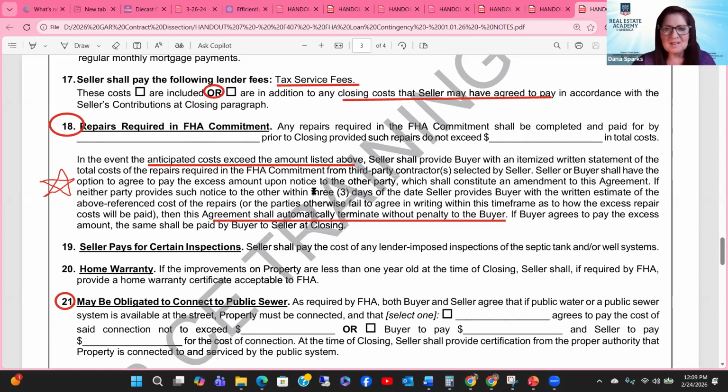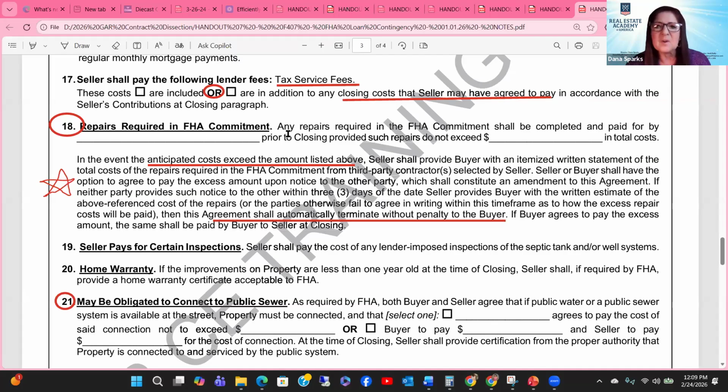That is all spelled out here. Again, go to the instructions. If the anticipated costs exceed the amount listed above, here's what you do. Here's what the timeframes are. Here are termination rights. Well, the seller is obligated to go get a third-party estimate of how much those repairs are, and you send it to the buyer and you guys negotiate.